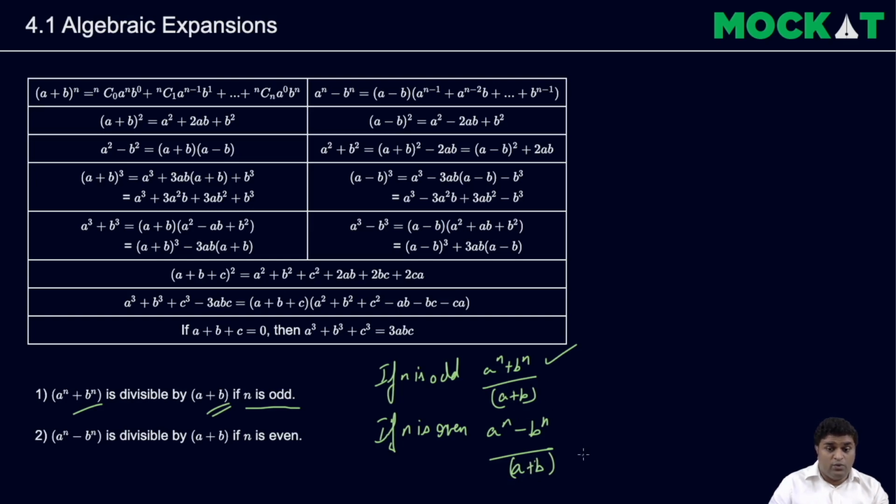Now you'd be wondering, what about a minus b? Now we've seen over here, right? A power n minus b power n is always divisible by a minus b, right? Because in the expansion, you have a minus b into something. These two properties over here are for a plus b. Once again, if n is odd, a power n plus b power n is divisible by a plus b. And if n is even, then the minus part over here, a power n minus b power n, is definitely divisible by a plus b.